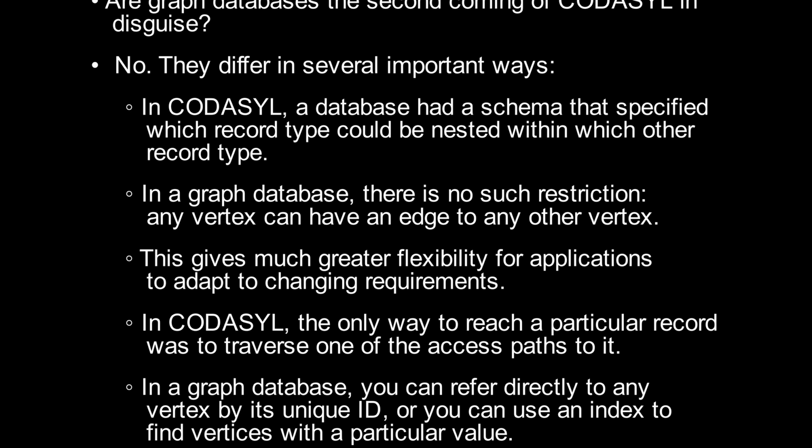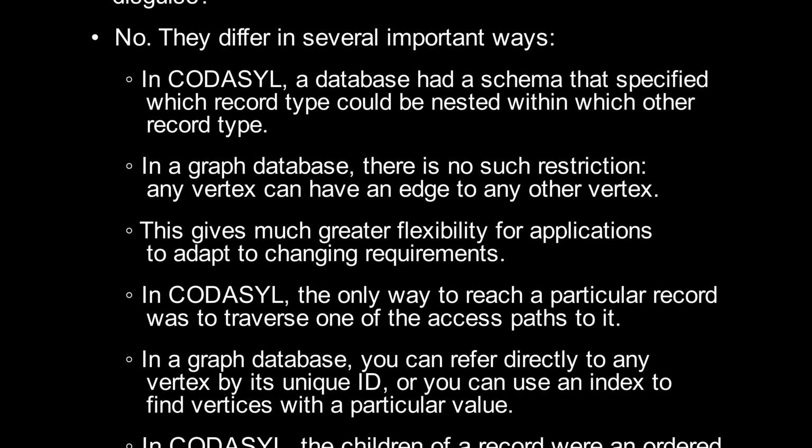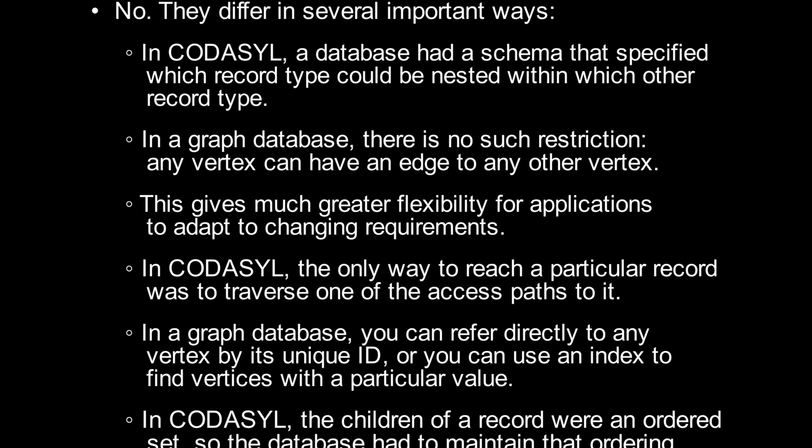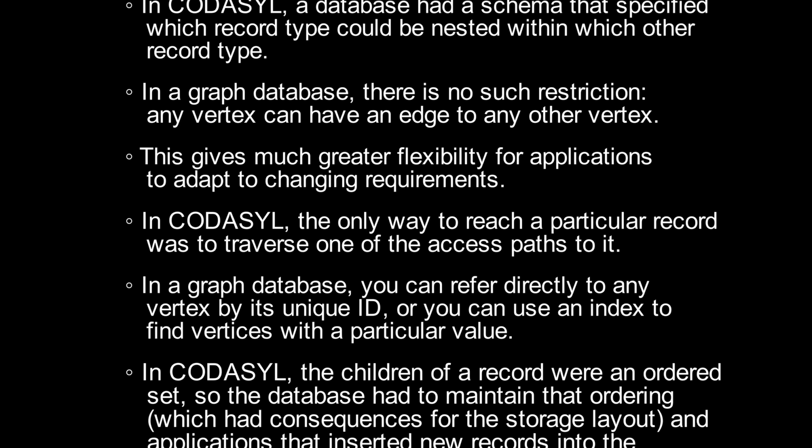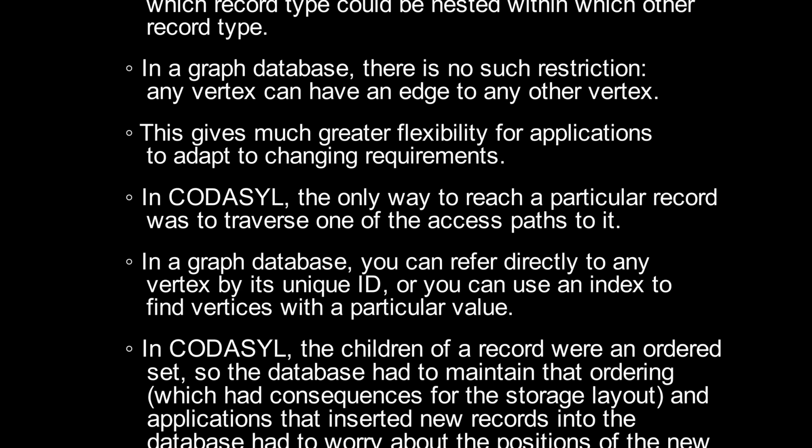In CODASYL, the only way to reach a particular record was to traverse one of the access paths to it. In a graph database, you can refer directly to any vertex by its unique ID, or you can use an index to find vertices with a particular value.